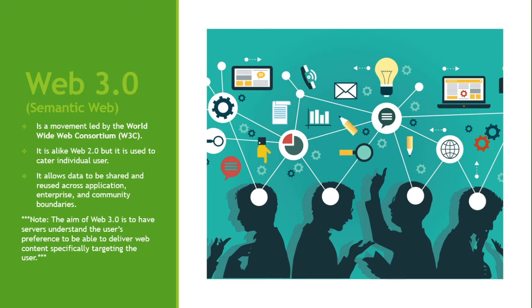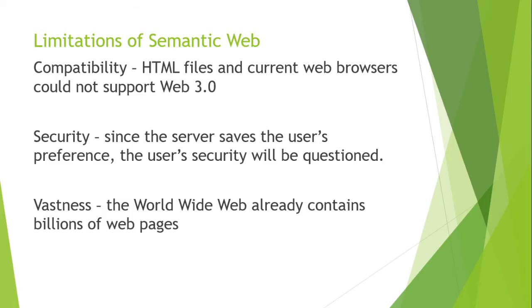The aim of Web 3.0 is to have servers understand the user's preference to be able to deliver web contents, specifically targeting the users. So, one good example of this one is yung mga voice recording po natin. For example, we want to interact talaga. Like for example, we are going to know what is the weather today. So, pwede tayo mag-voice command sa mga phone natin, and then after that, it can quickly access something. So, one good example po yun ng Web 3.0 natin.